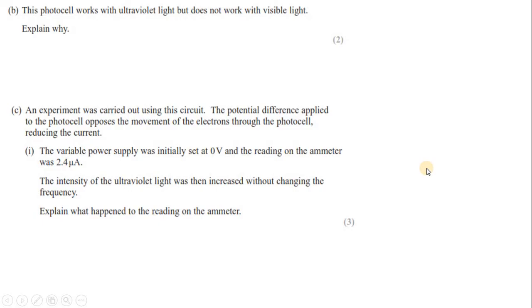This photocell works with ultraviolet light but does not work with visible light. Indeed, if it is working with ultraviolet light, that means the frequency of the ultraviolet light is greater than the visible light, and also the frequency is greater than the threshold frequency that is needed to emit the electron. That's why ultraviolet works in this particular case.